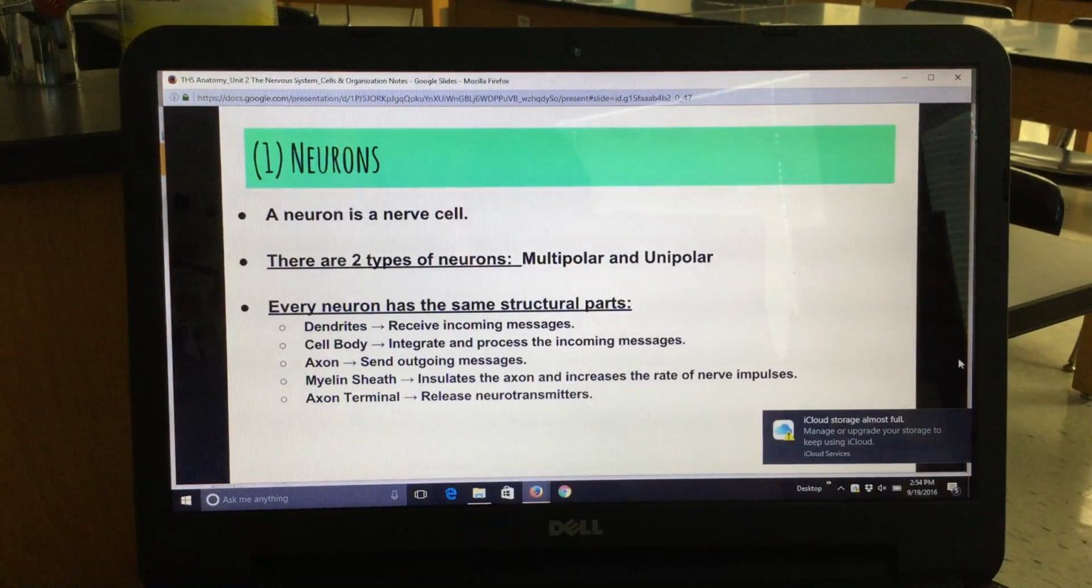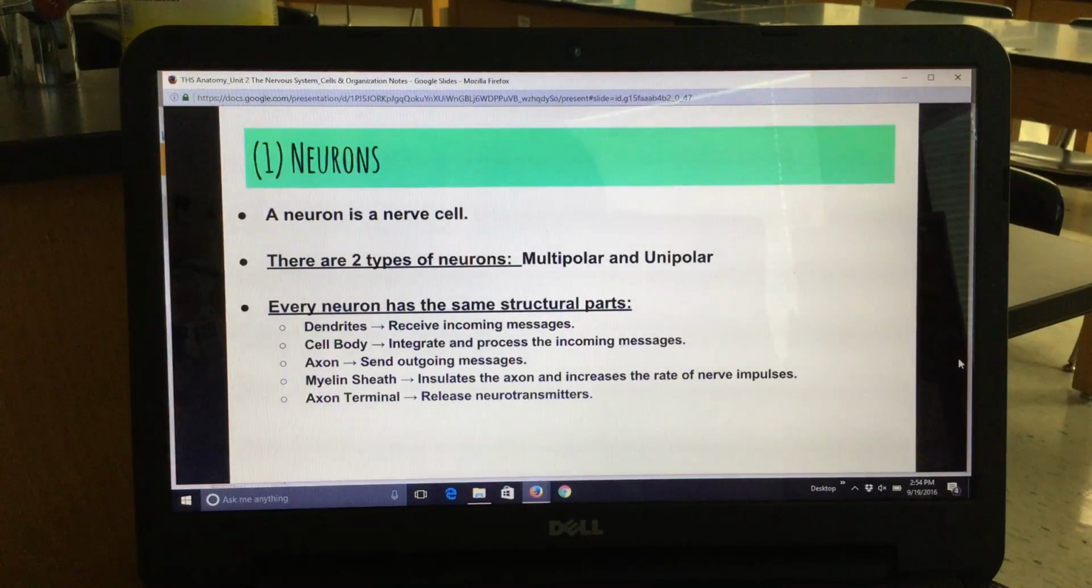The dendrites are the structures on a neuron that receive incoming messages. The cell body is going to integrate and process the incoming messages. The cell body is directly connected then to the axon, which sends outgoing messages. Sometimes the axon is covered in something called the myelin sheath, which helps to insulate the axon and increase the rate of nerve impulses. And then the axon terminals are at the very end, and they release neurotransmitters.